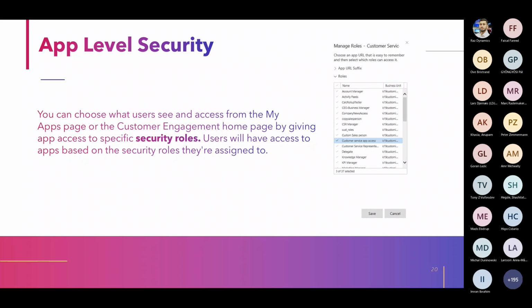in your organization. It depends on what type of license you have. For example, you have Sales, Customer Service, Omnichannel. These sorts of apps are there, but if you want to restrict them based on security role, you get the Manage Roles option, just beneath the app label. So you can manage which app can be managed by which role. You have the capability to tag a particular security role to a particular app. So that is app level security.